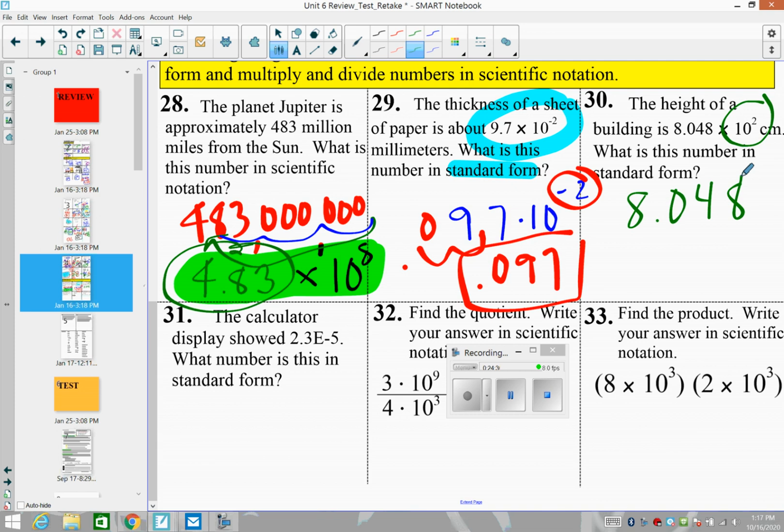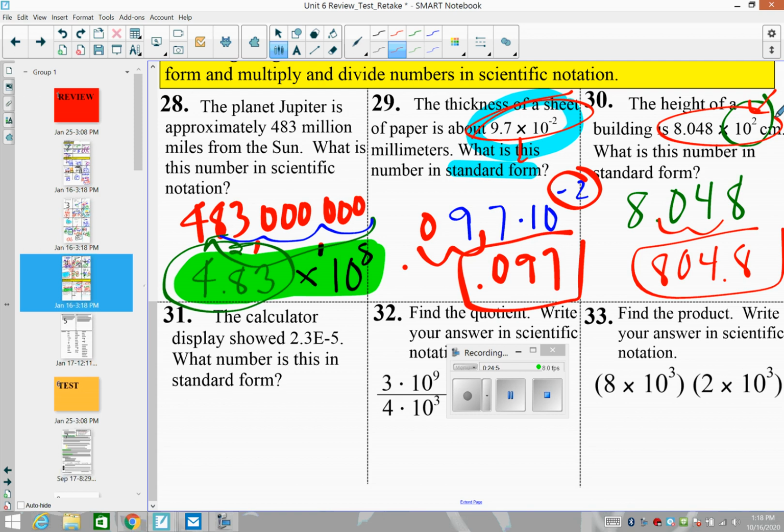What is the number in standard form? We're going to move 2 to the right because it's positive. Boom and boom, it is 804.8 in what we call standard form. So both of these were given in scientific notation, and you move to standard form. Scientific notation, move to standard form. So we're kind of working back and forth.